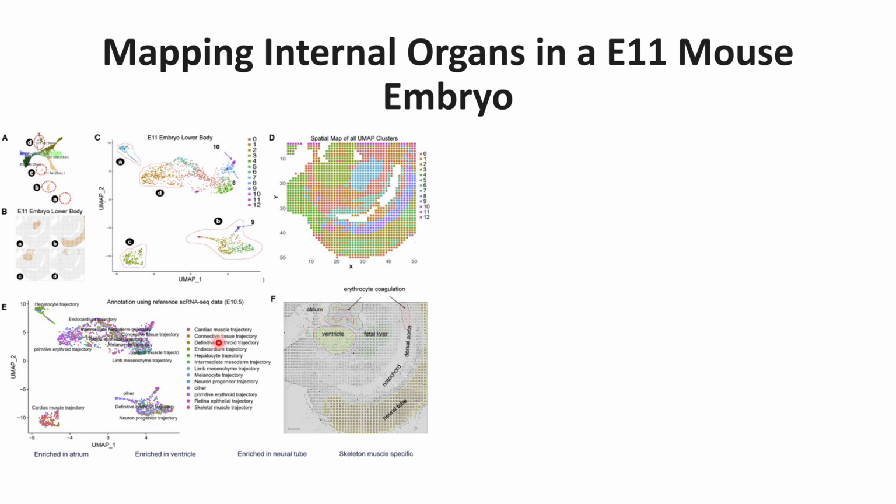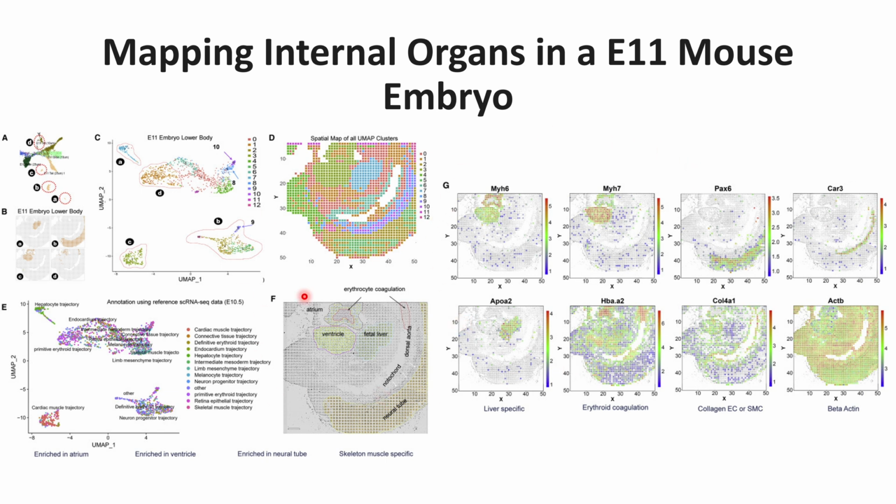based on the comparison between this RNA-seq data and this E11 embryo body. For example, this A part belongs to this hepatocyte trajectory, and from which organ they find out, and this A part belongs to this erythrocyte coagulations. Similarly, they compared these results, that this neural tube belongs to this part B, and this ventricle belongs to this part C, and simultaneously other parts have been mapped.